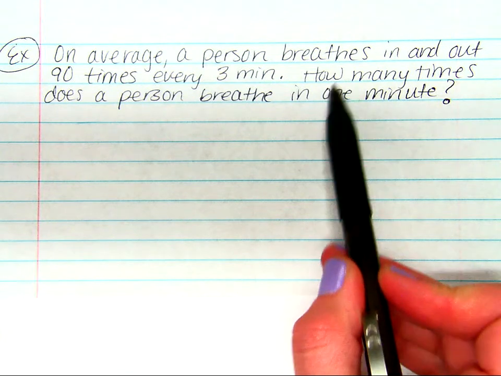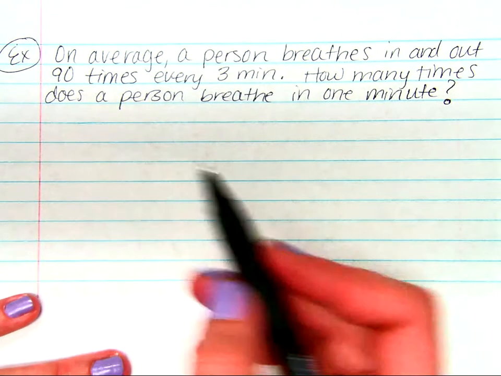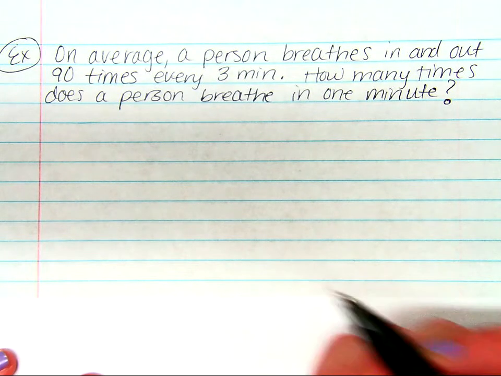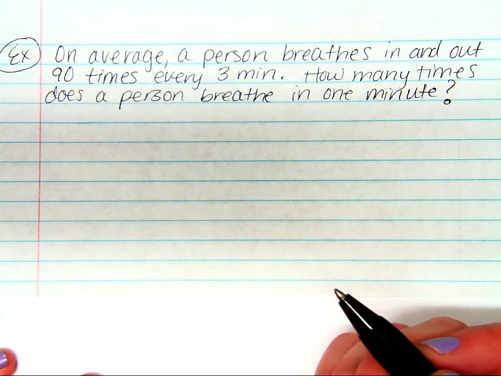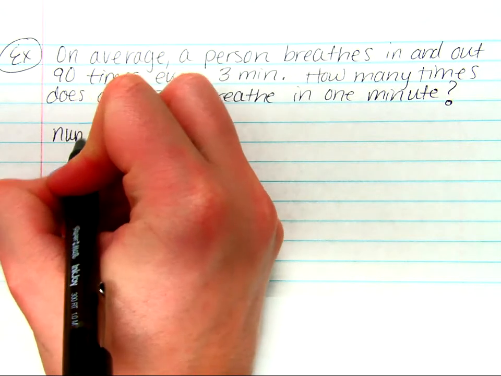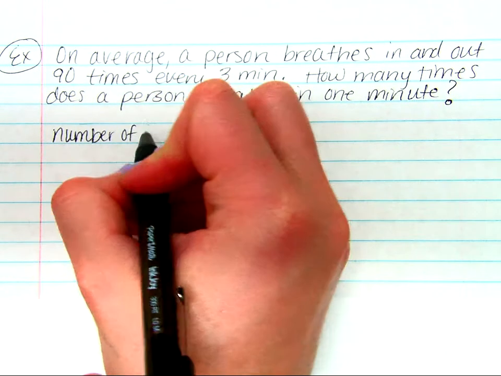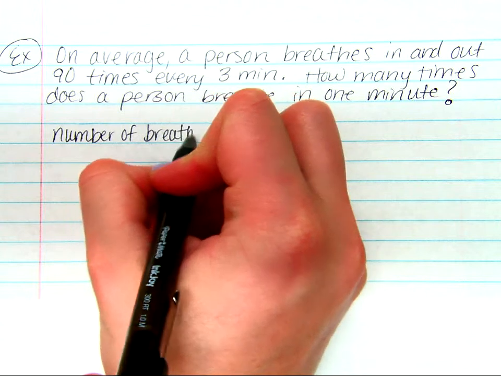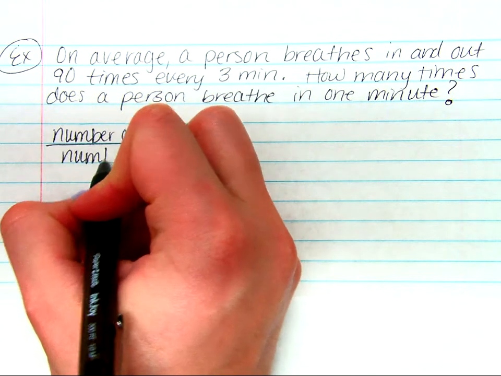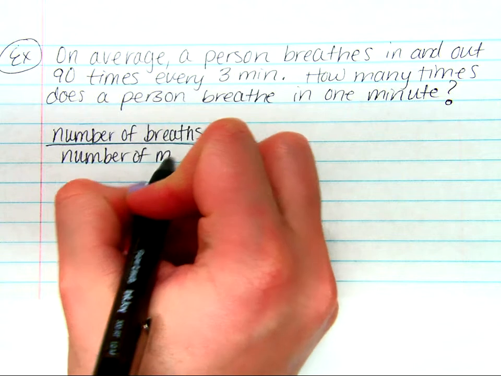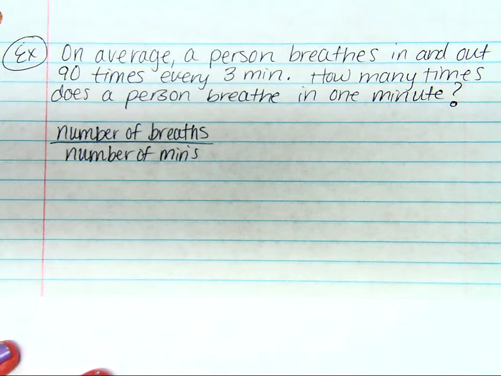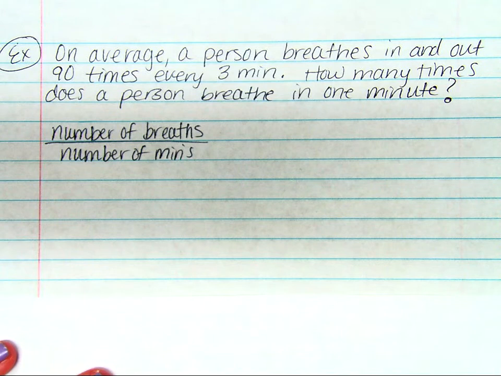1 is a unit. Okay, so if I set up a ratio to describe this situation, I can relate the number of breaths to the number of minutes. So number of breaths to the number of minutes. Now I could have this switched around if I wanted to. Okay, so number of breaths over number of minutes.